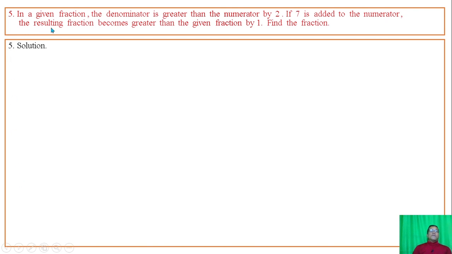In a given fraction, the denominator is greater than the numerator by 2. If 7 is added to the numerator, the resulting fraction becomes greater than the given fraction by 1. Find the fraction.